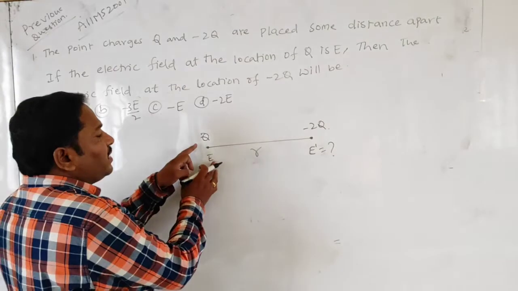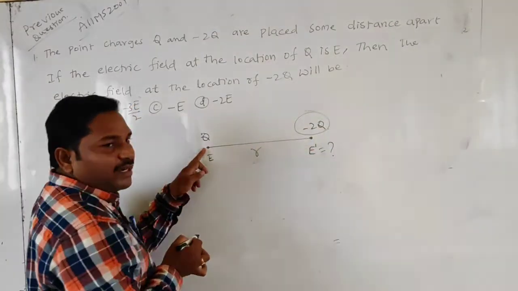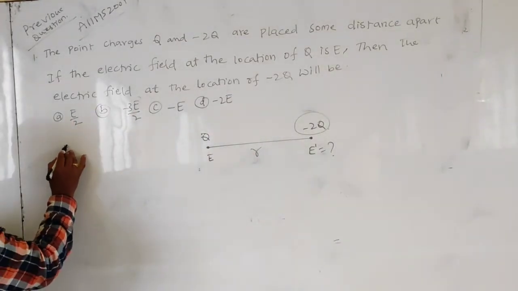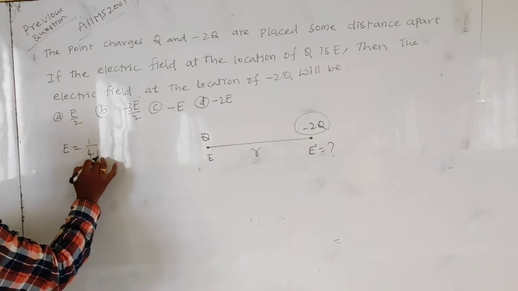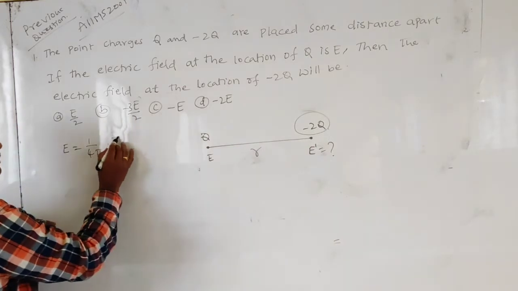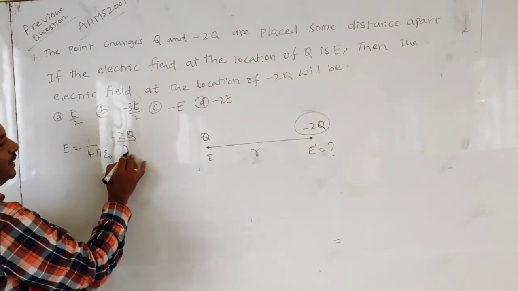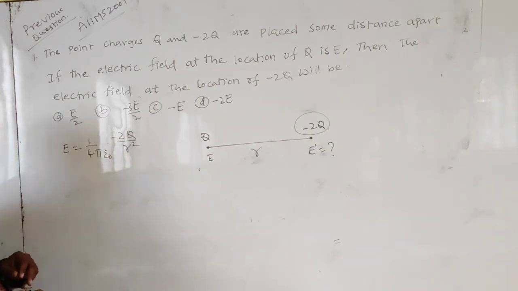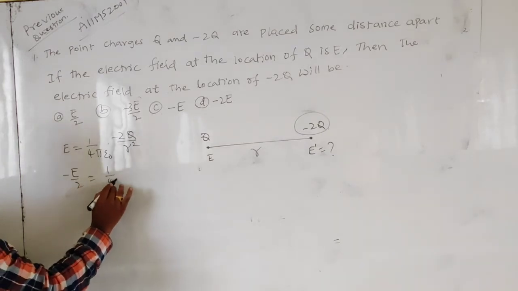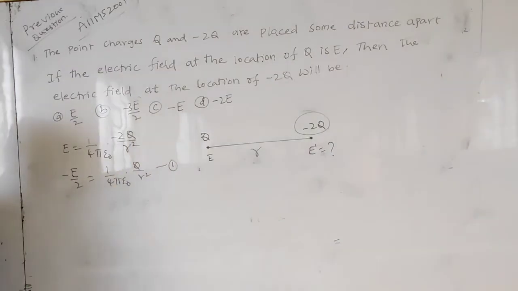At the location of Q, this charge will produce an electric field at this point. So now what is the electric field formula? E equals 1 by 4 pi epsilon naught, so due to this charge at this point, minus 2Q by R square. So now we can write minus E by 2 equals 1 by 4 pi epsilon naught Q by R square, equation number 1.